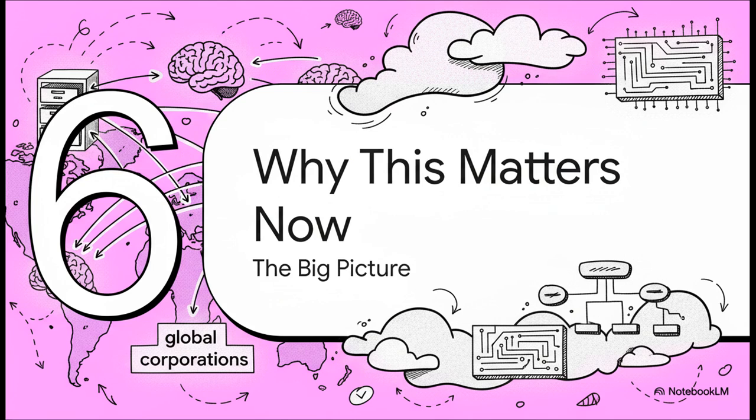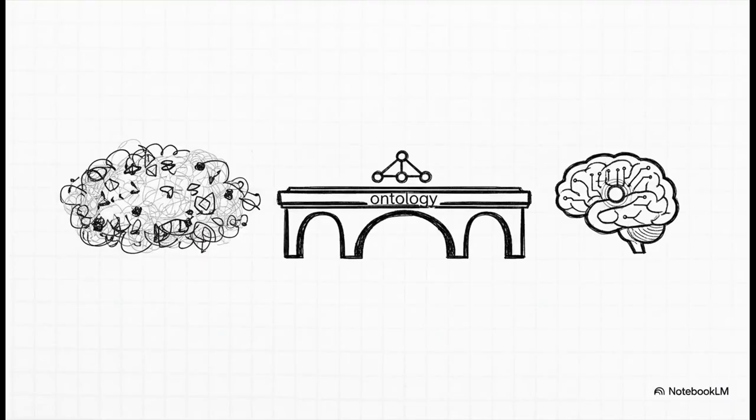All right, so we've gone from a simple filing system all the way to the brains of AI that are powering global corporations. Let's just bring it all home and talk about why this concept is so incredibly important right now. Ultimately, it really just comes down to this. As our data gets more and more complex and our AI gets more and more powerful, that bridge between them becomes more important than ever. Ontology is that bridge. It's the technology that lets us find the signal in all that noise.